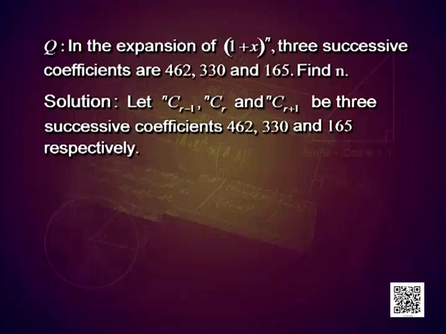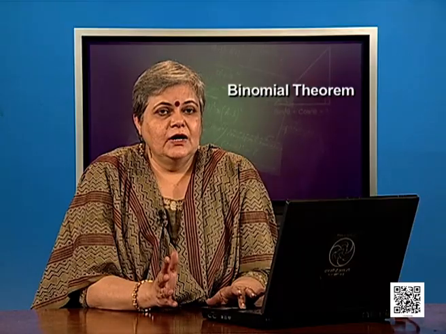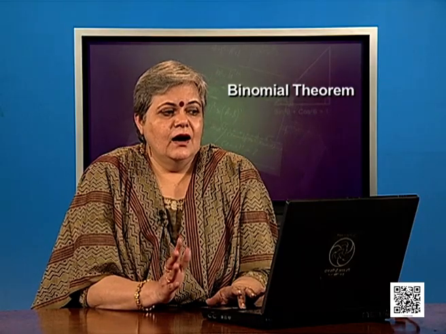Now, these are given to have the values 462, 330 and 165 respectively. So, let us replace each one of them with their values and see what we get. So, we know that nCr minus 1 is 462, nCr is 330, nCr plus 1 is 165. 3 conditions should be sufficient for us to work with and get the values of x, n and r as well, but we have to find only n and r.